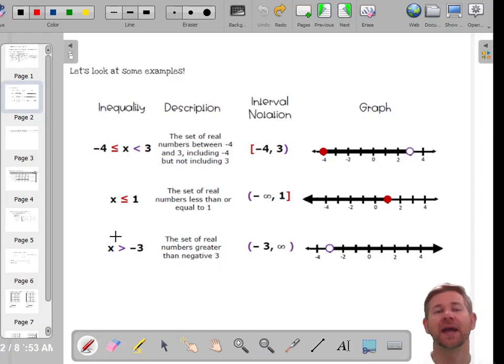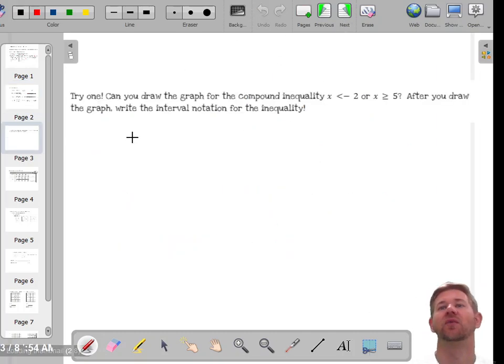And the last one here, x is greater than -3. You put an open circle at -3, and all the numbers to the right are bigger than. So in interval notation, we say between -3 and infinity with parentheses. We don't want to include -3, and we never include infinity. Infinity is always parentheses.